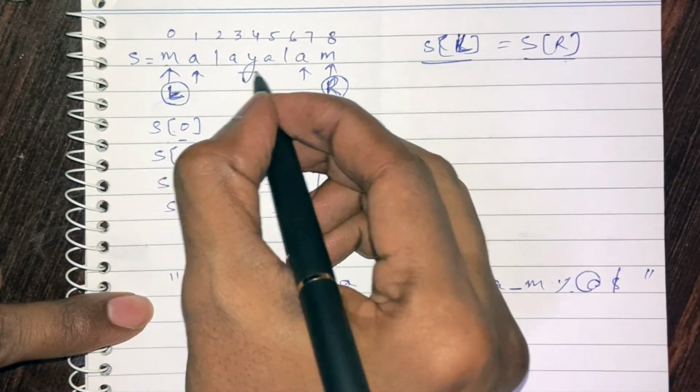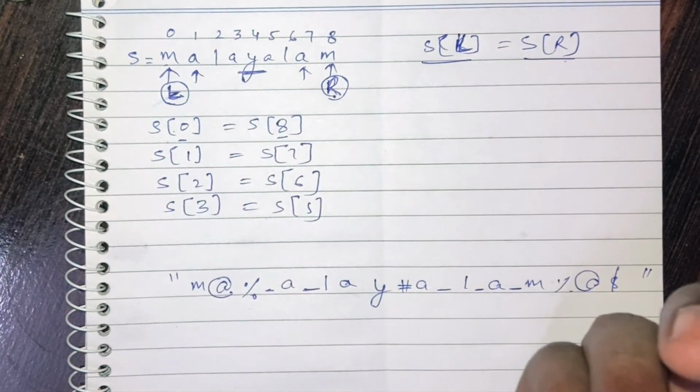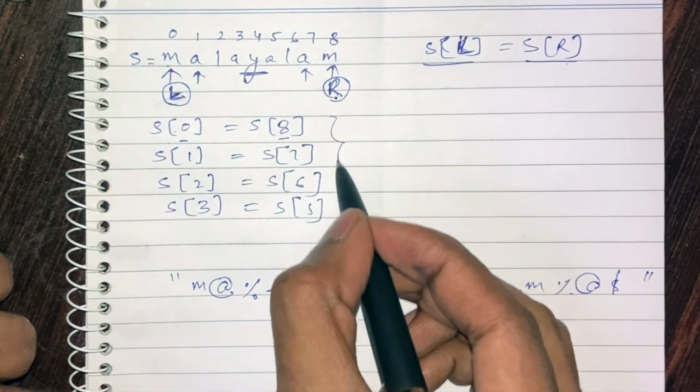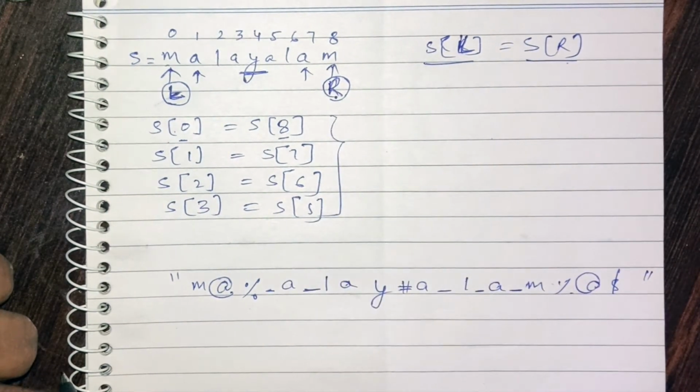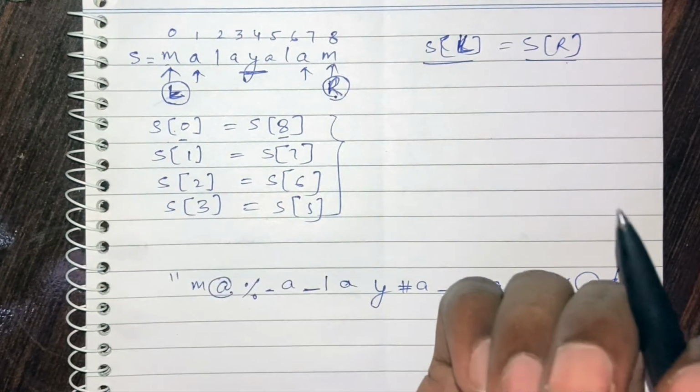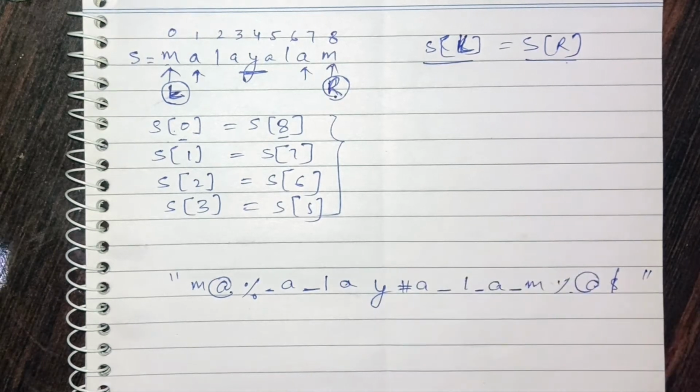Now we have only one character left, and a single character is always a palindrome, so we don't have to check that. So if all the characters we have to compare are equal while moving towards the center, left and right, it means that the string is a palindrome, otherwise we'll break.